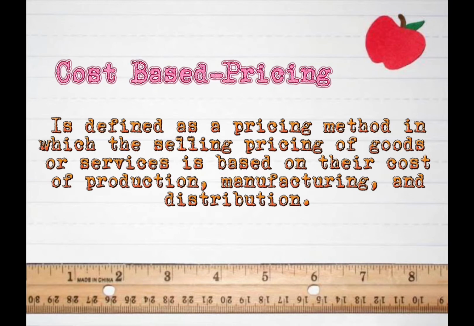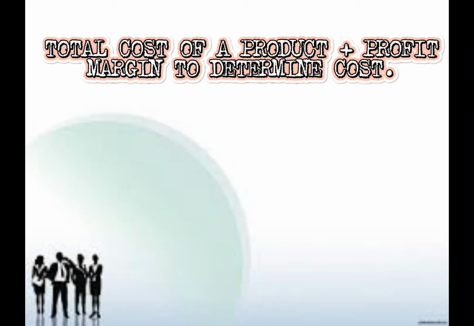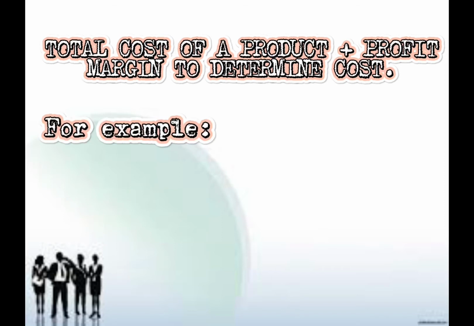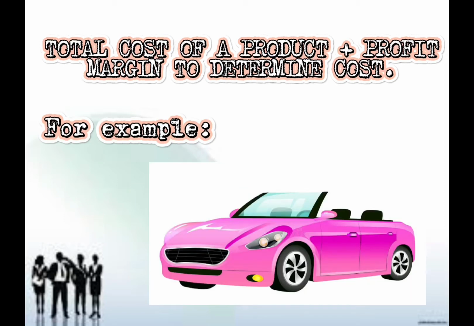Cost-based pricing is defined as a pricing method in which the selling price of goods or services is based on their cost of production, manufacturing, and distribution. In cost-based pricing, a profit percentage or fixed profit figure is added to the cost of the goods or services to decide their selling price. Cost-based pricing is the total cost of a product plus a profit margin to determine the price. For example, for a car, you would take all the costs that go into making the car, the labor, the parts, the shipping, and after determining your cost of producing the car, you would decide what profit you would like to make, and that's how you set your price.